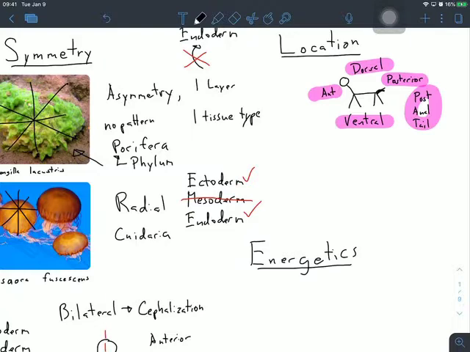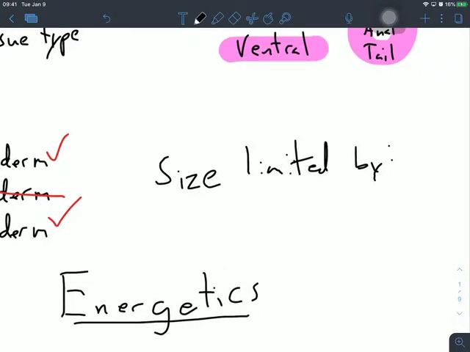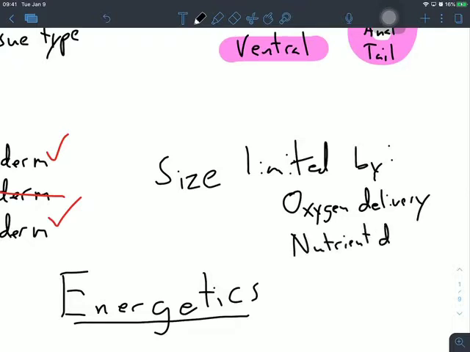Not only is size limited by, jot this down, not only the energetics or nutrients available to them, but all these organisms have variation in their oxygen delivery and, in general, nutrient delivery. And these principles keep animals limited in their size.